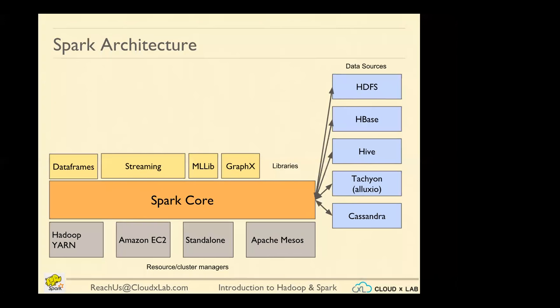A question from IBM admin is that we can have MongoDB also here. Yes, we can have MongoDB here. That's right, good point.